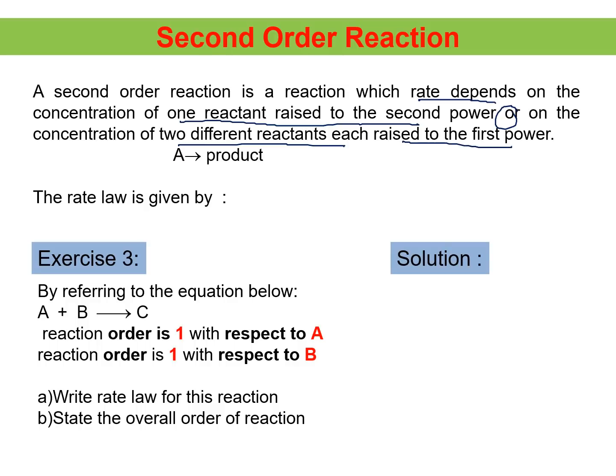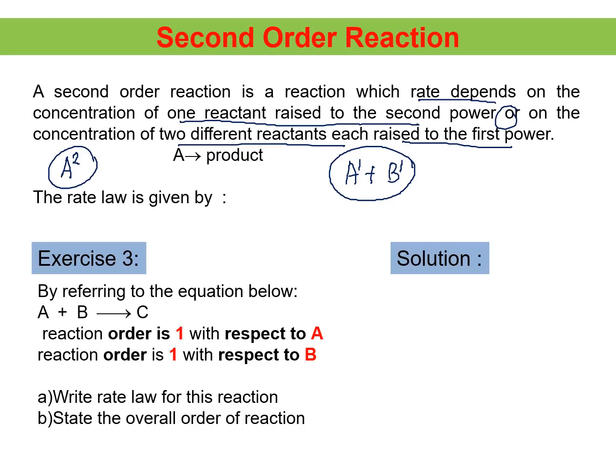So, apa yang dimaksudkan dengan ayat ini adalah jika you ada hanya satu saja reactant, iaitu let's say A, this reactant akan raised to the second power. Maksudnya akan dikuasakan dengan 2. Ini juga menunjukkan dia akan undergo second order reaction. Ataupun you ada dua reactant, let's say A and B, tetapi setiap satu reactant ini mesti dikuasakan dengan 1, raised to first power. Because kita nak hasilkan this reactant menghasilkan second order reaction juga.